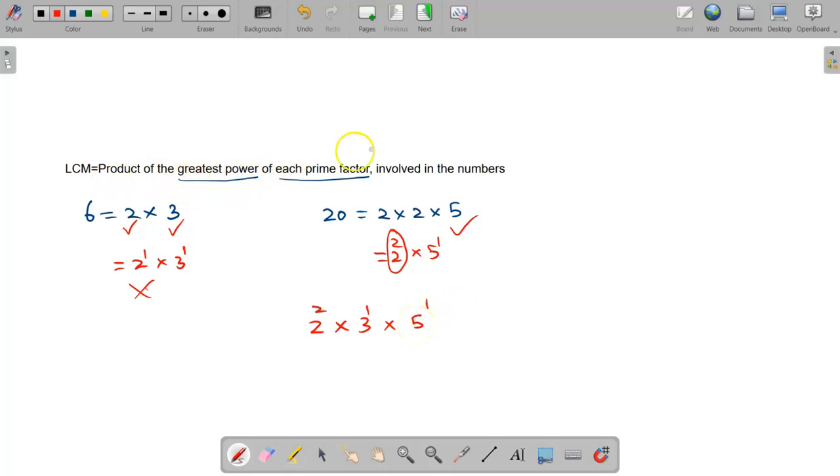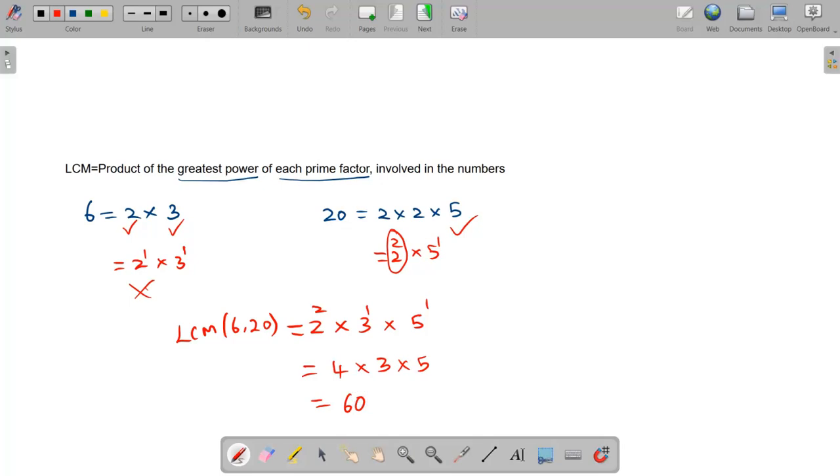The LCM is the product of the greatest powers, so I am multiplying all 3 numbers. Similarly, in the HCF also, if you have more than one common factor, you multiply them all. That is the LCM of 6 and 20. 2 power 2 is 2 into 2, which is 4. Then it is just 3 into 5. 4 threes are 12, and 12 fives are 60. So the answer is 60.